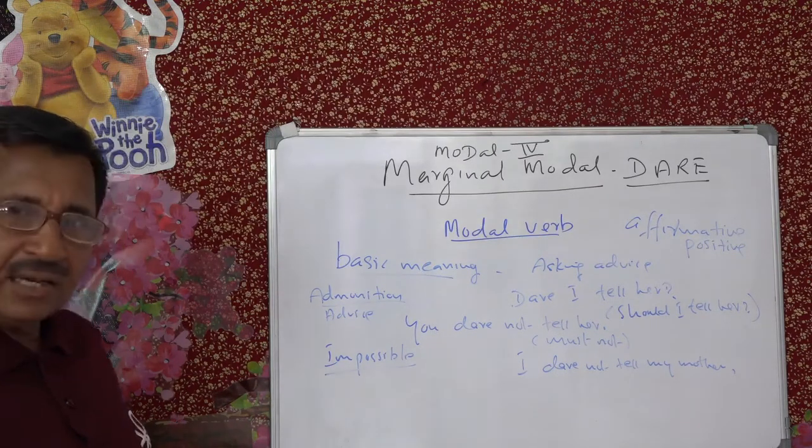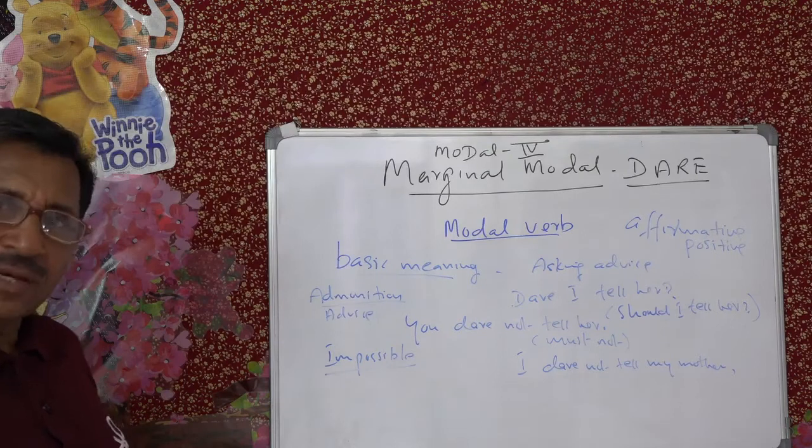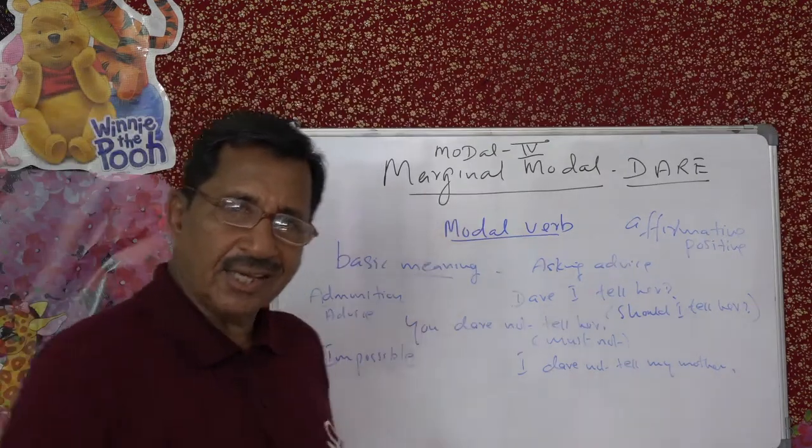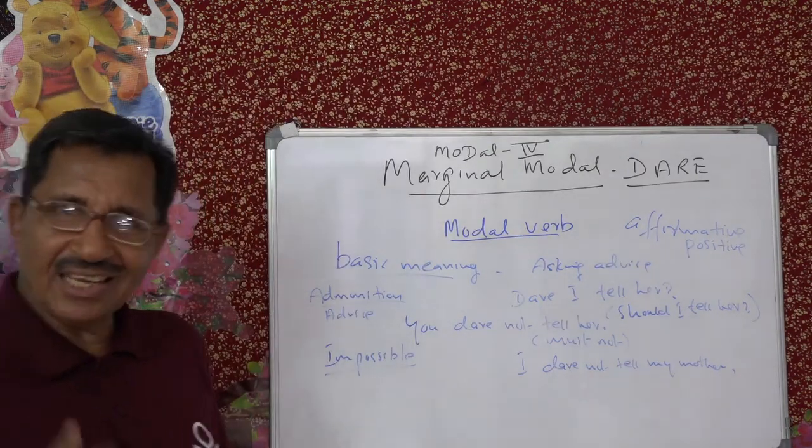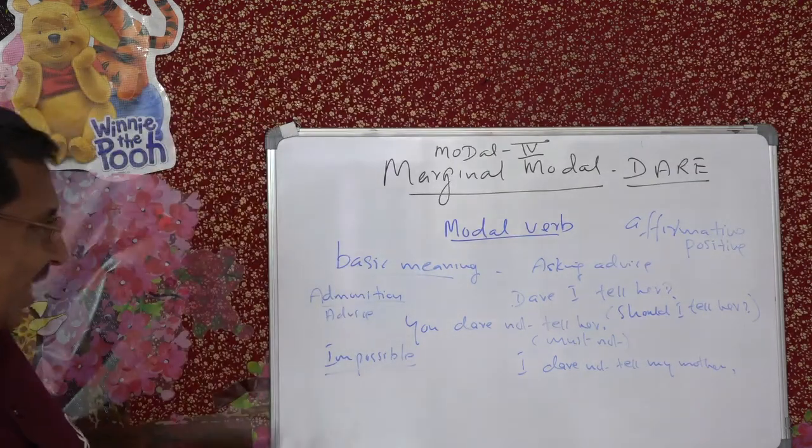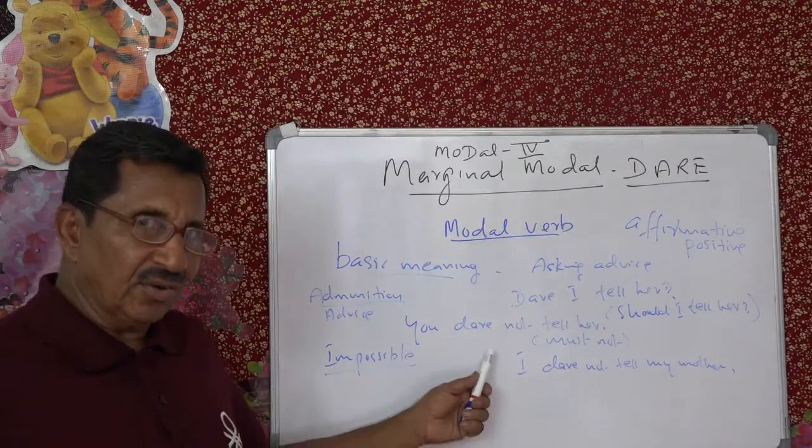So the basic meaning is asking advice. See, dare I tell, dare I go there to the cemetery for 5,000 rupees? Dare I go there? Admonition: you can't tell her. You dare not tell her.